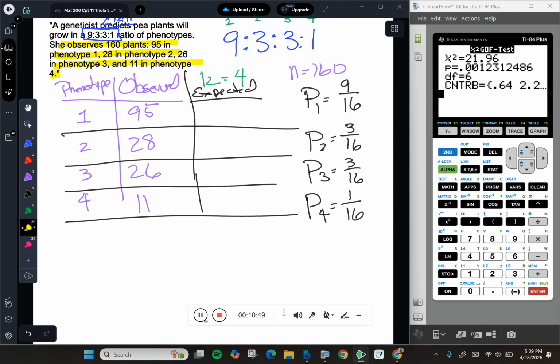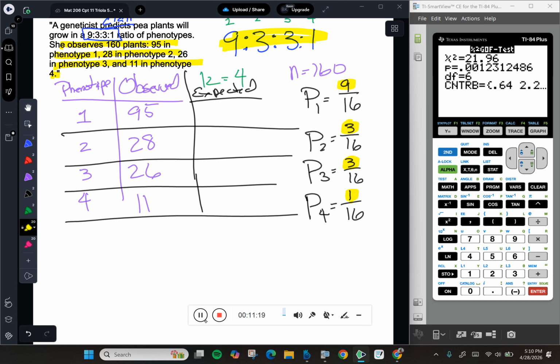Now I'm hoping you noticed that the numerators here are just the values for the ratios. Where did 16 come from? Well, if you add up all of those numbers, 9, 3, 3, 1, you get 16. So that means that there are 16 possible outcomes. 9 of the 16 should be phenotype 1, a probability of 9/16. 3 of the 16 should be phenotype 2, a probability of 3/16.